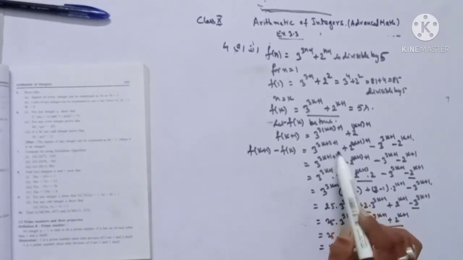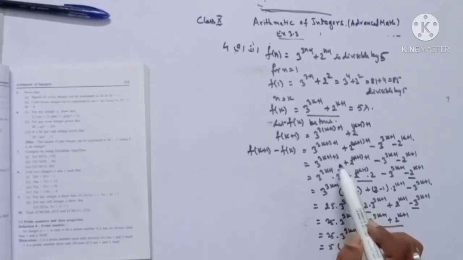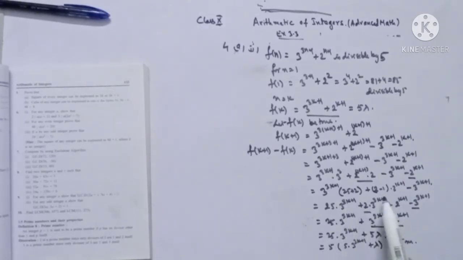3, so 3k plus 3, and this I have written 3, 27. 27 means 25 plus 2, and here this and this, 2 to the power of k plus 1 common, 2 minus 1, and this remains here. So again this is 3 to the power 3k plus 1, 2 minus 1, this will be 1, and this is this, so 5 lambda, so this is 5m.